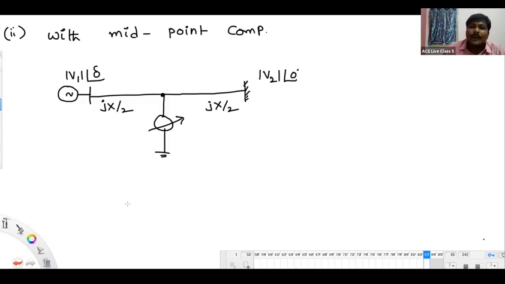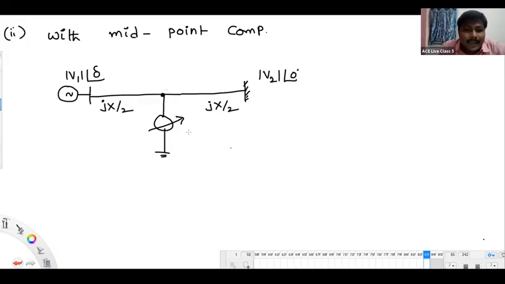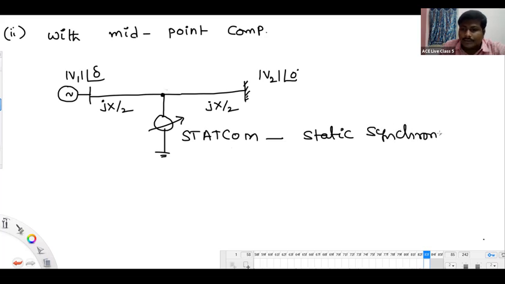And the type of this midpoint compensator, I'm going to call it STATCOM. It's a static synchronous compensator.